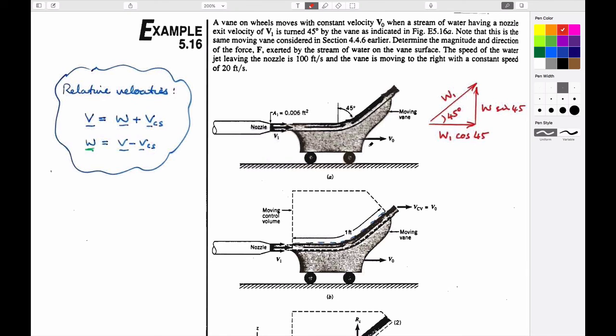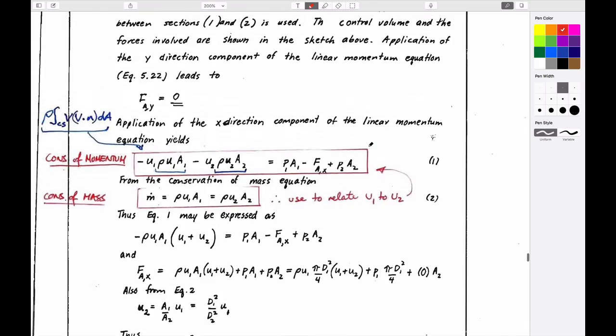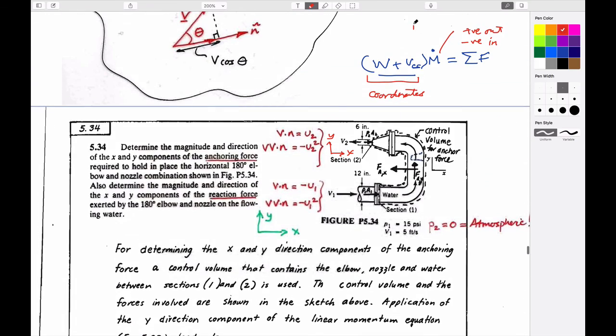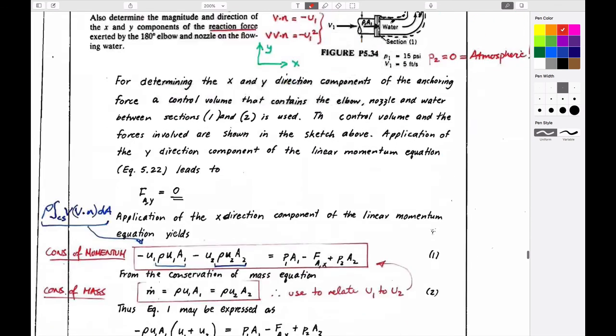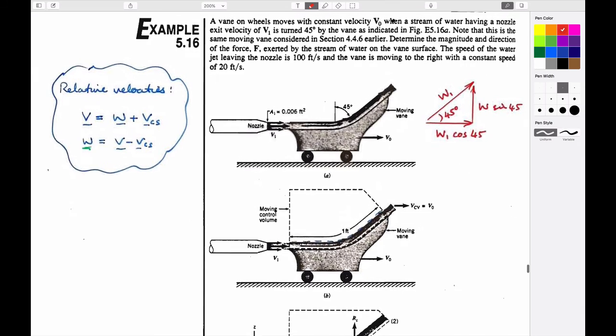This was on the test last year. It won't be on this year. But it's important, I will reiterate, to use this expression in your mass flow rate terms.